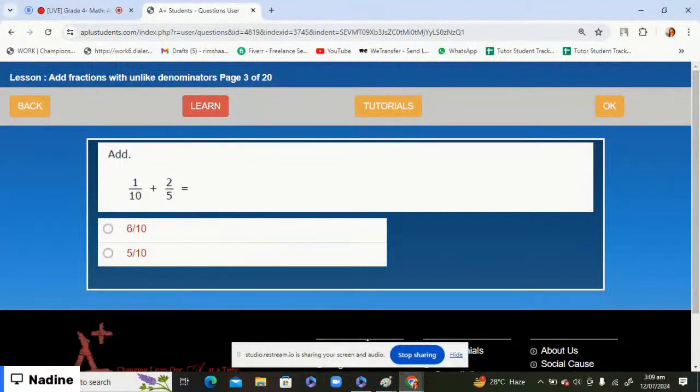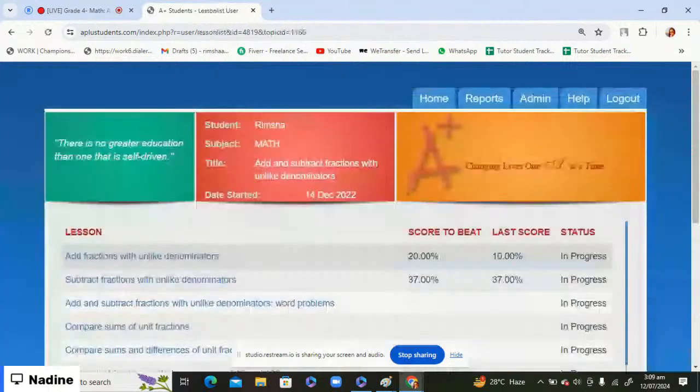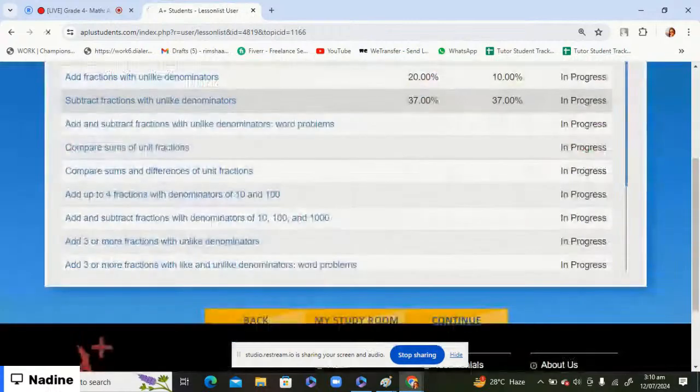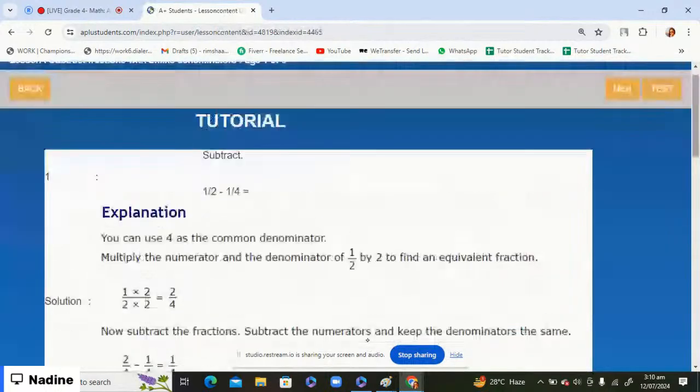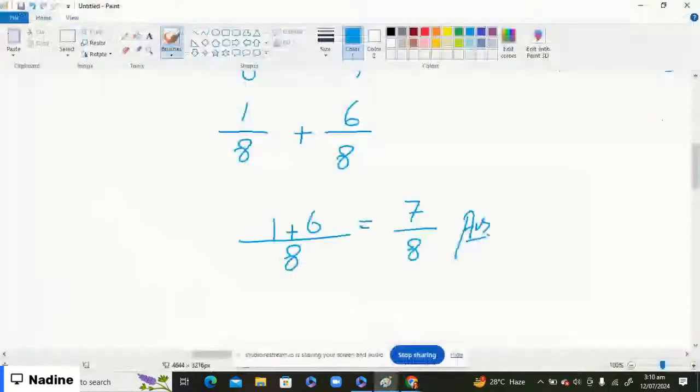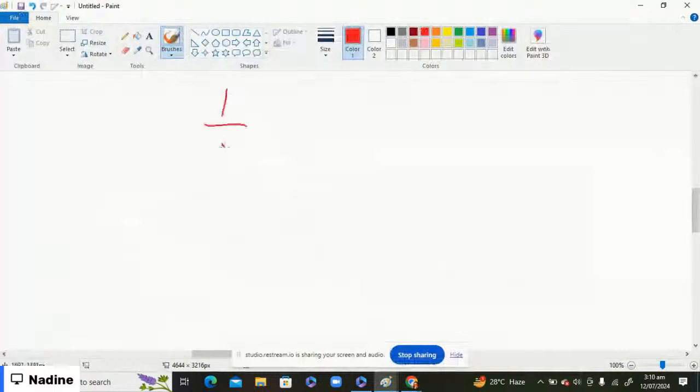All right, now let's do the next. The next is subtract fractions with unlike denominators. So now it's 1 by 2 minus 1 by 4. So here I'm going to write 1 by 2 minus 1 by 4. What do we do here? The same thing. We are going to take the smallest denominator. So what is the smallest denominator here? The smallest denominator is in 1 by 2.